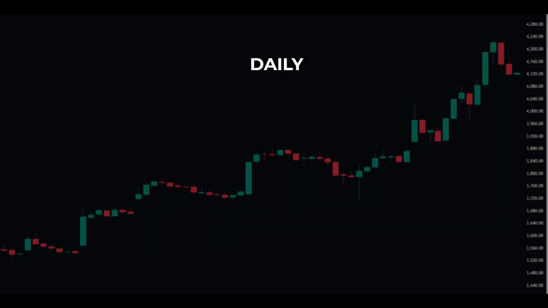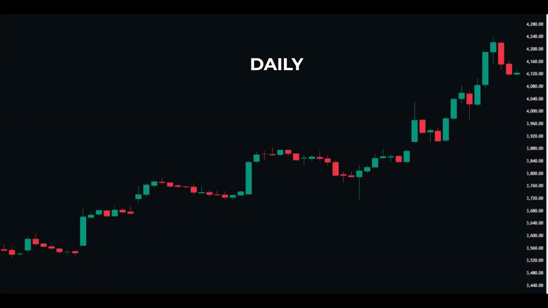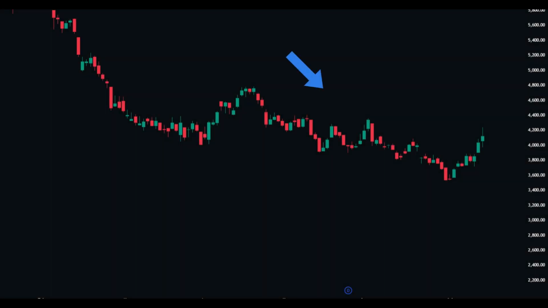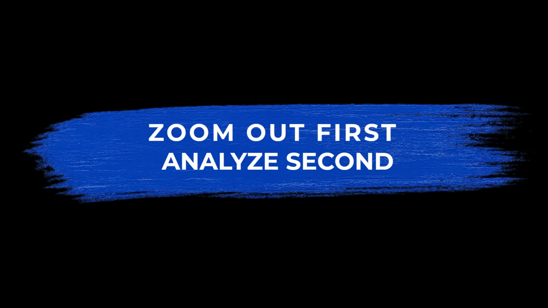Let's test your eyes. Here's the 1-hour chart. What story is it telling? Now, switch to the daily chart. Looks bearish, right? But now you know why. Context matters. One time frame shows a chapter. Multiple time frames tell the whole story.